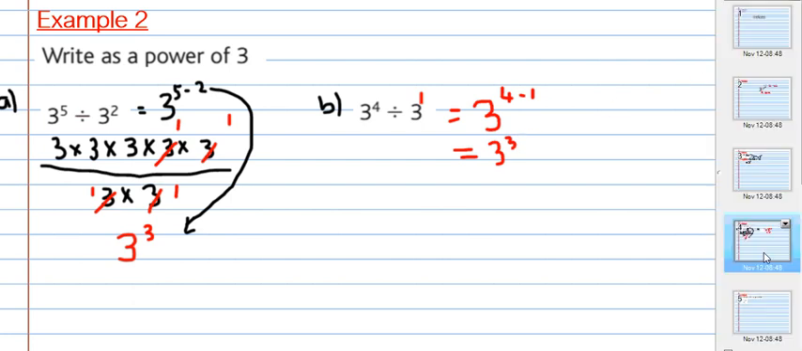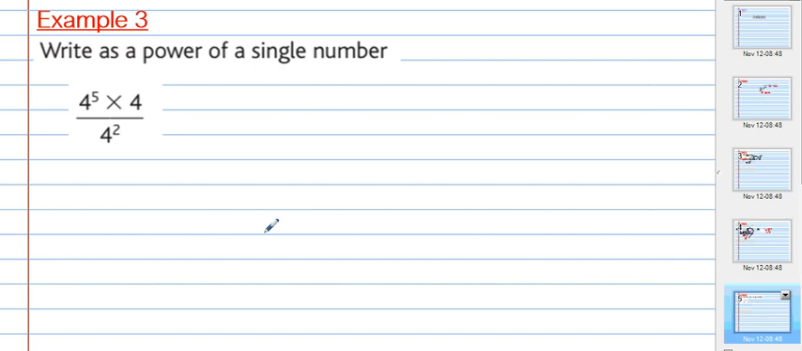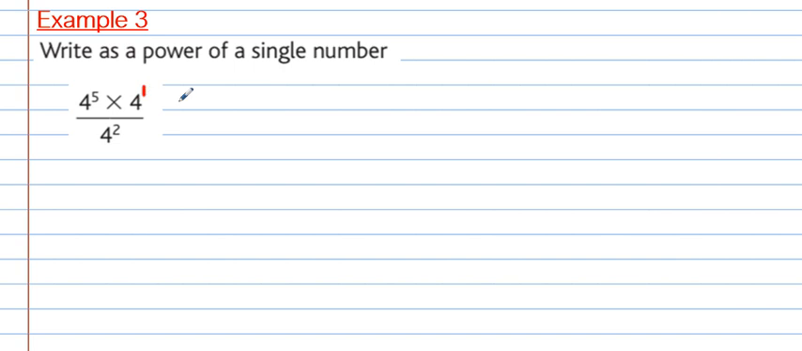Let's try one more example. Write as a power of a single number. The common base here is 4. Don't forget, this is just a whole number, so we add the 1 there. If we do the top, we have 4 as the base. We are multiplying, so we add the powers. So 5 plus 1 is 6.